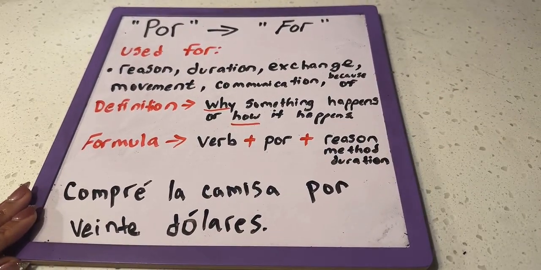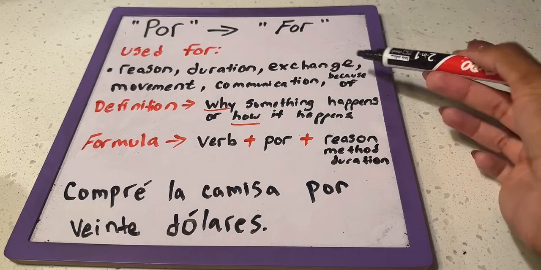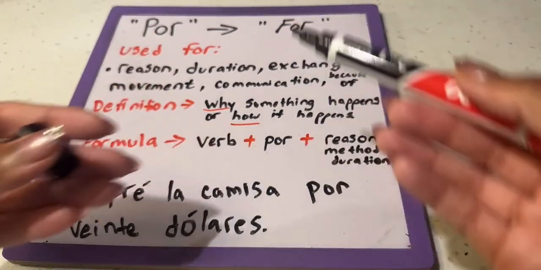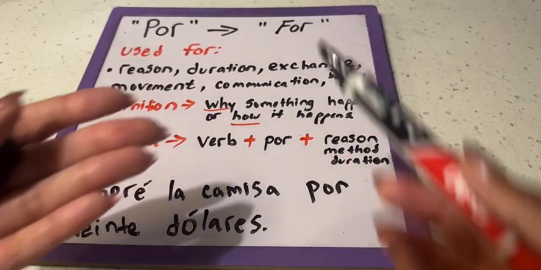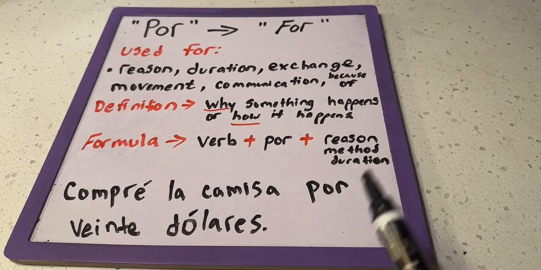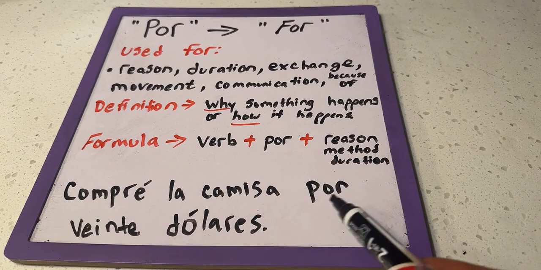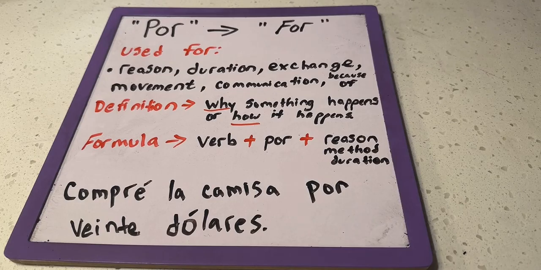Okay, so this one, compré la camisa por $20. So I bought the shirt for $20. So in this case, for functions as a way of exchange. You gave this for that. You gave money for the shirt, or for the product, or whatever it is you bought. You can replace that with apples, with oranges, with shoes. It doesn't matter what you're buying, but whenever you talk about the exchange in terms of money, it's por. So compré la camisa por $20. Okay?